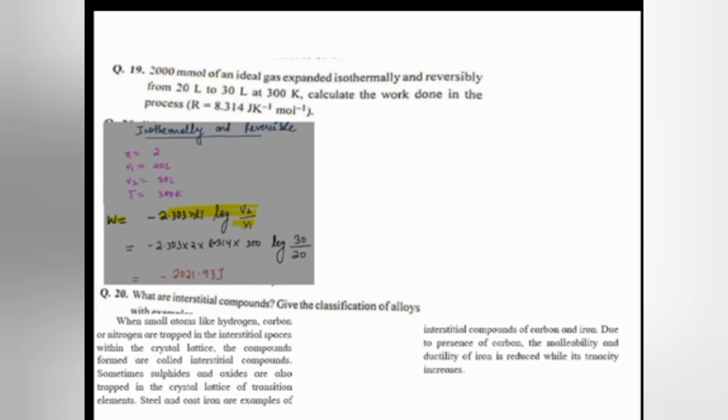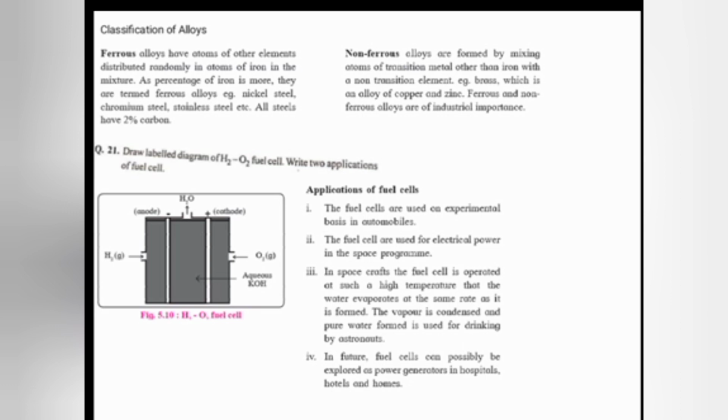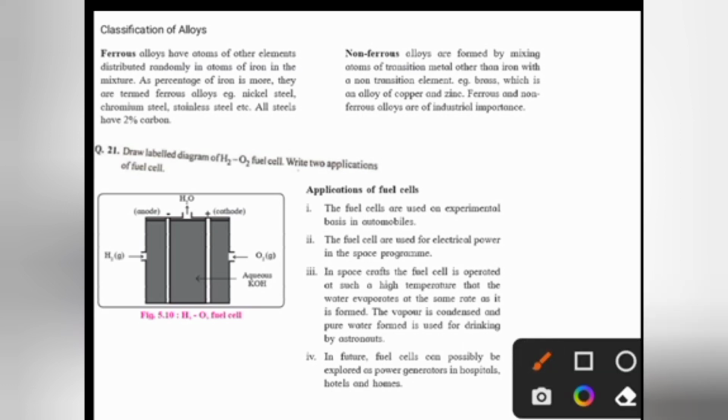What are interstitial compounds? Give the classification of alloys. Interstitial compounds form when a small amount of impurities like hydrogen, carbon, nitrogen are trapped in the interstitial spaces in the crystal lattice of the compound. Alloys are classified into two types. The first one is ferrous alloys and the second one is non-ferrous alloys. Steel is a ferrous alloy and brass is a non-ferrous alloy. Iron as the main constituent in an alloy makes it ferrous, and non-iron-containing alloys are non-ferrous.